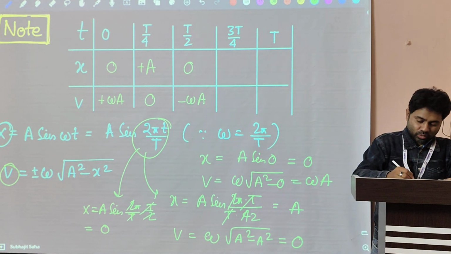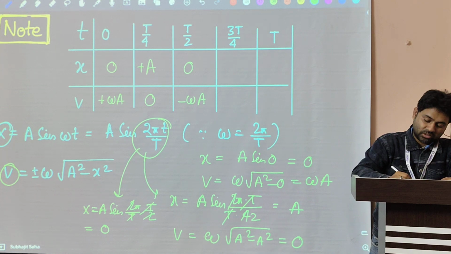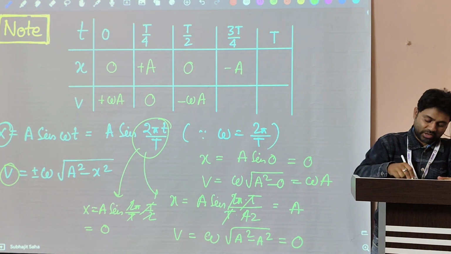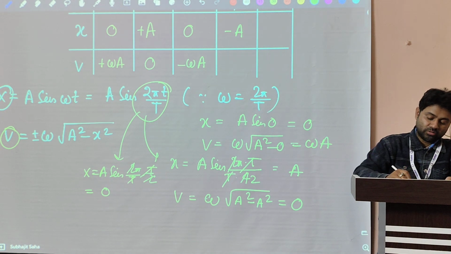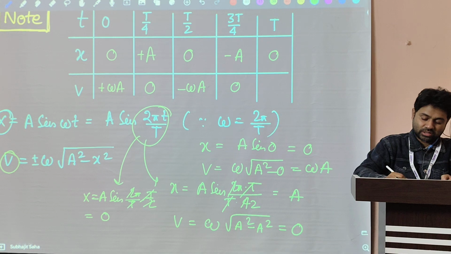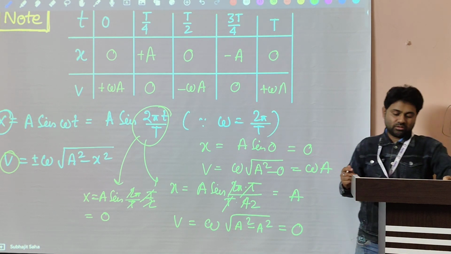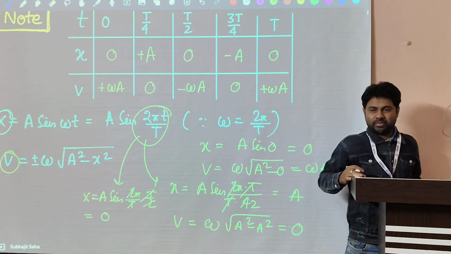Similarly, you can find easily that at 3T by 4, it moves to the left extremity, minus a, and by putting it in the function a sin 2πt by T, velocity would be 0. After a full time period, it comes back to the mean position with the same velocity omega a. So you see a repetitive cycle of displacement and velocity.